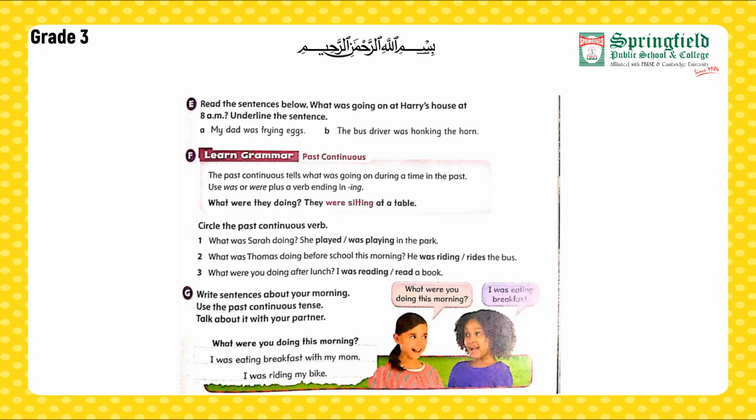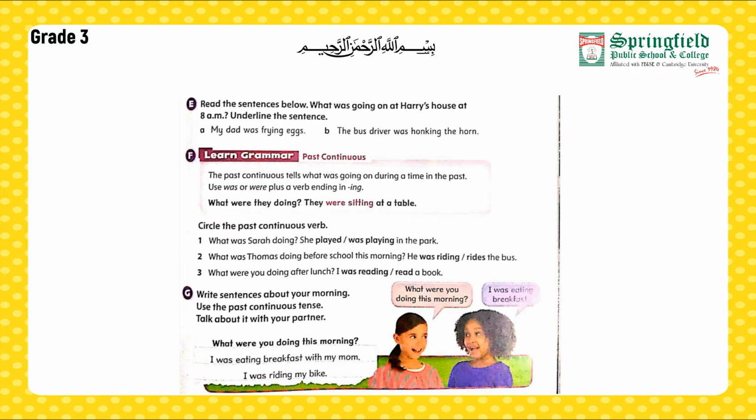Sentence 1. What was Sarah doing? She was playing in the park. What was Thomas doing before school this morning? He was riding the bus. Was riding. You have to underline was riding or circle was riding.